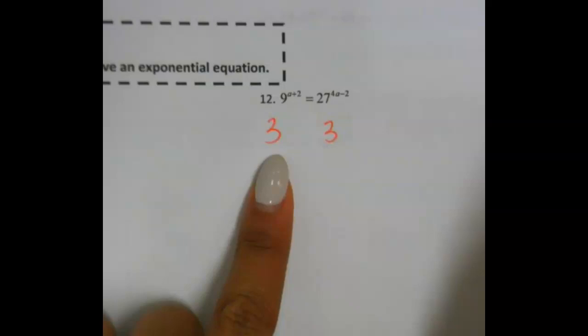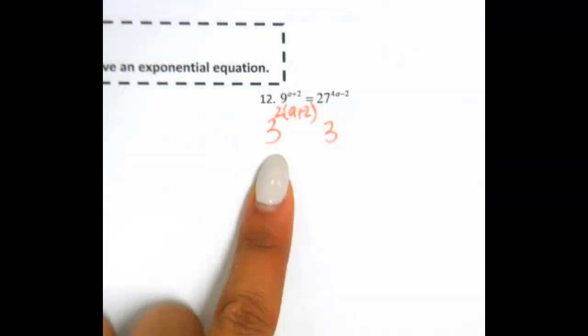Elias, don't make this difficult. 3 to what power will give you 9? 2. So this will just be a squared. A plus 2 will be still in my numerator, so leave that there, put it in a parentheses.